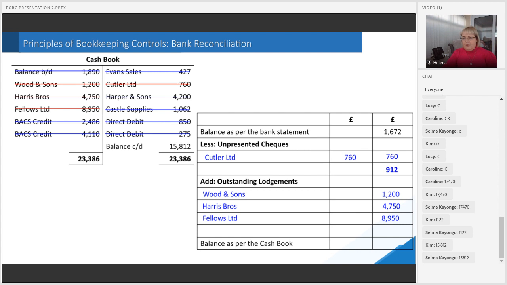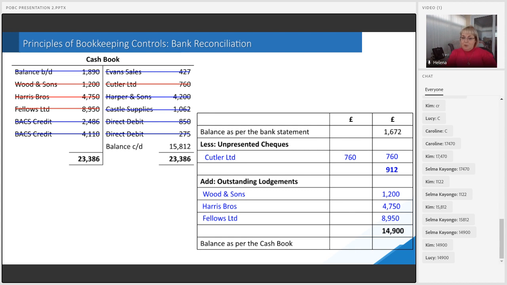Guys, can you total those 3 balances for me? What's the collective balance of those outstanding lodgements? The 1,200, the 4,750, and the 8,950. How much does that come to, guys? Excellent, guys. You've got it. Spot on. Fab. Certainly does.